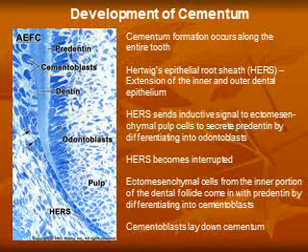Cementum formation occurs along the entire tooth root. Hertwig's epithelial root sheath, which is the inner and outer dental epithelia, sends inductive signals to the ectomesenchymal cells of the pulp to secrete predentin by differentiating into odontoblasts. So it gives a signal to the dental papilla or dental pulp cells to differentiate into odontoblasts, and the odontoblasts begin secretion of the predentin of the root. After the predentin of the root forms, differentiation into cementoblasts will occur, meaning from ectomesenchymal cells to cementoblasts.